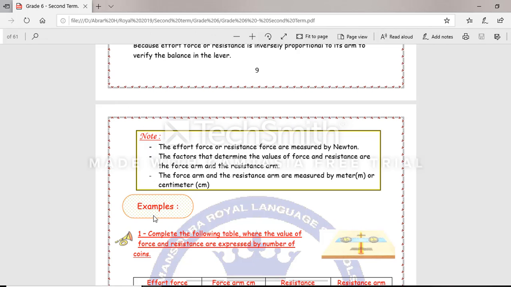There are some important notes. The first one, the effort force or resistance force are measured by a unit called Newton, like weight. The effort force and the resistance force are measured by Newton. The distance between the effort force or the resistance force and the fulcrum, which we call the effort arm and resistance arm, are measured by meter or centimeter as they are distances.